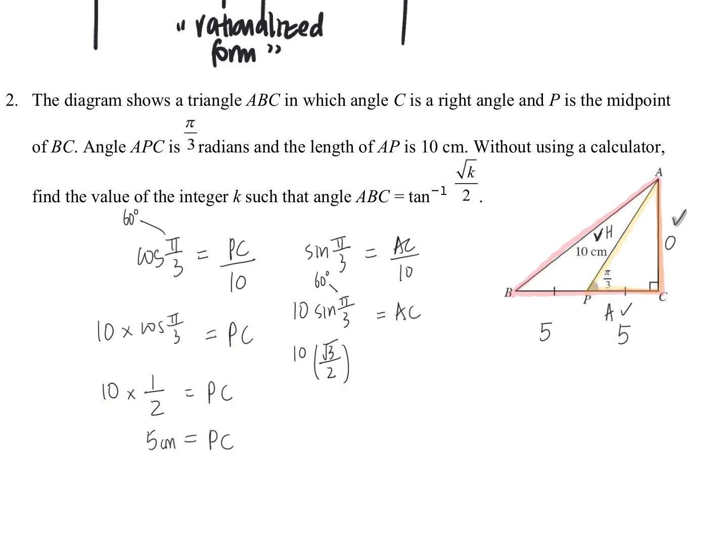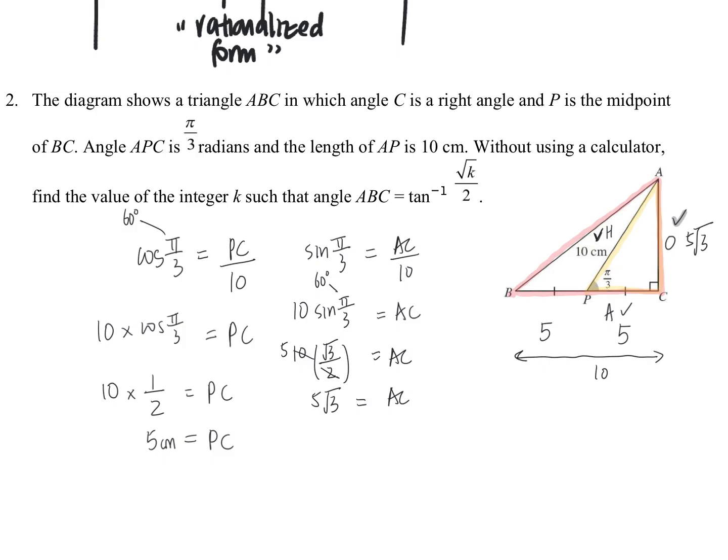So that's what they need you to give. Give the exact, don't give the 0.866. The moment you put 0.866, gone. Your mark is gone because you used a calculator. Okay, so this is the important part. AC is just 5 root 3. Knowing this is 5 root 3, knowing the base is 10.